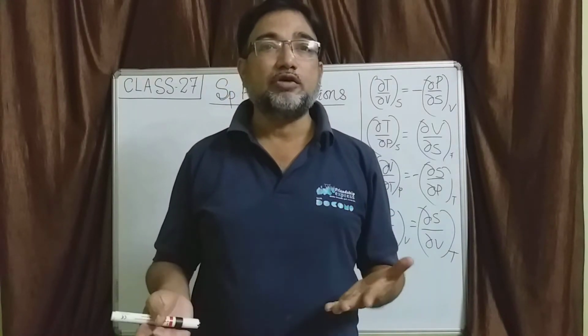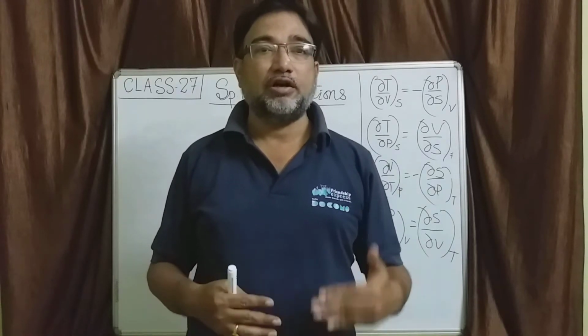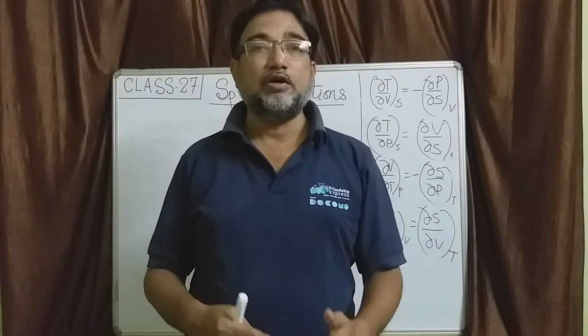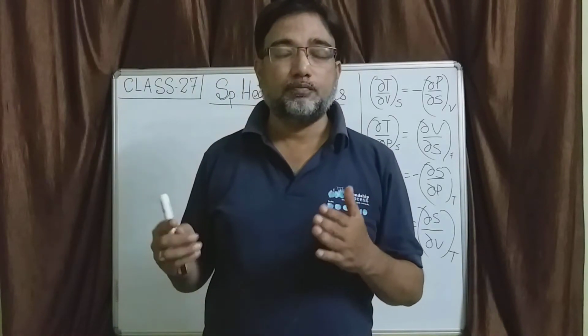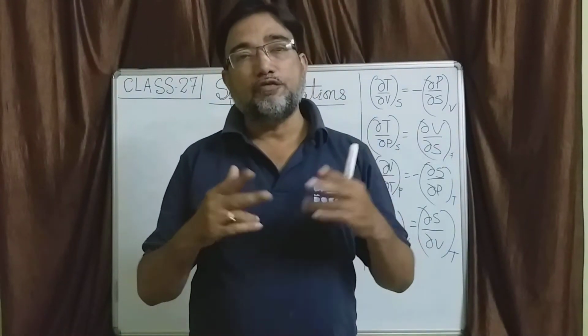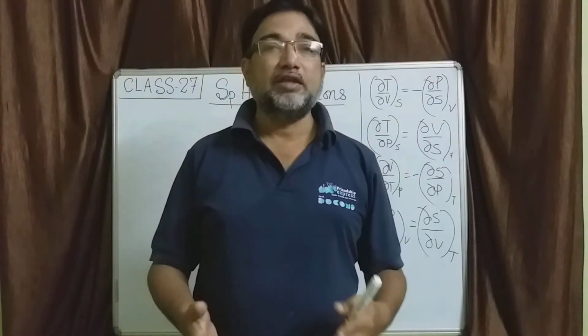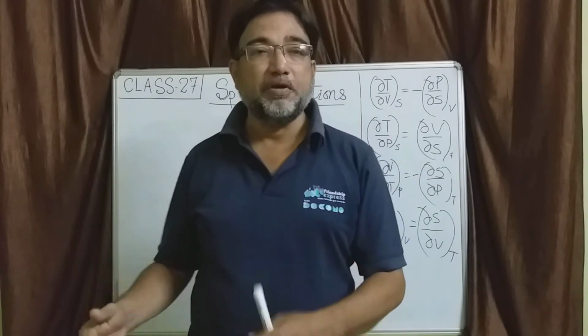Similarly, the TdS equations are derived by first taking S or entropy as a function of temperature and volume, secondly by taking entropy as a function of pressure and temperature. So accordingly we got 2 TdS equations. The first TdS equation contains a Cv dT term, the second TdS equation contains a Cp dT term.